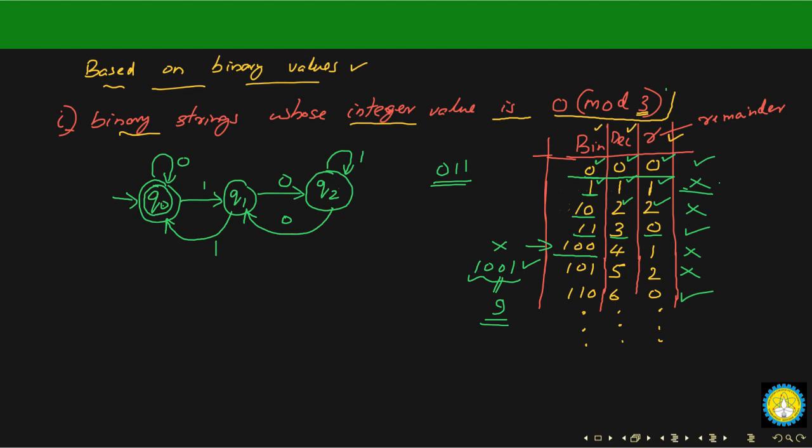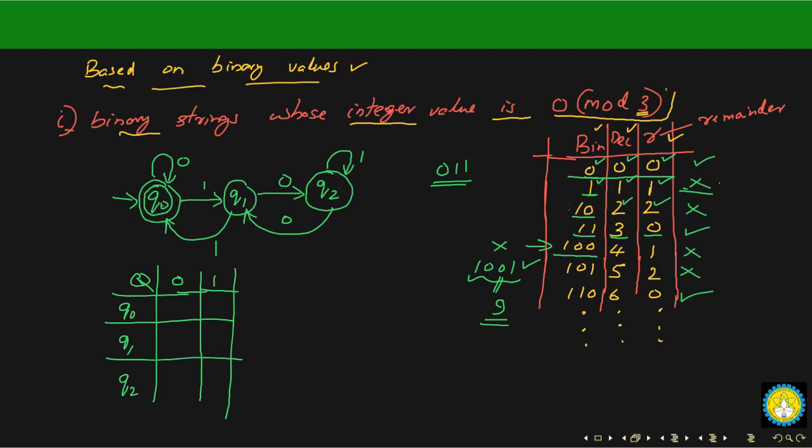Now let us draw its transition table for this particular DFA, so that we will get some interesting observations. If you draw the transition table for this DFA, I have 3 states, Q0, Q1, and Q2, and I have transitions on 0 and 1. Let me fill this quickly. Once we have filled this, we will have a very interesting observation here. Let me use a different color.